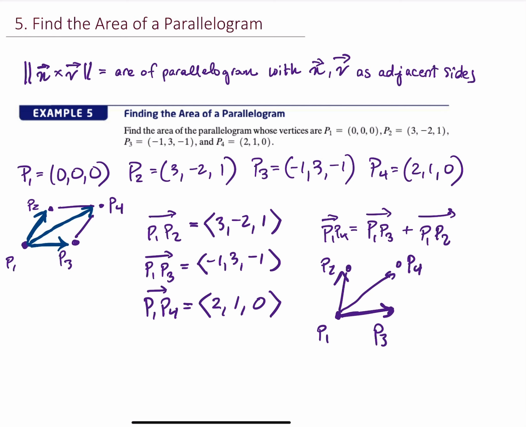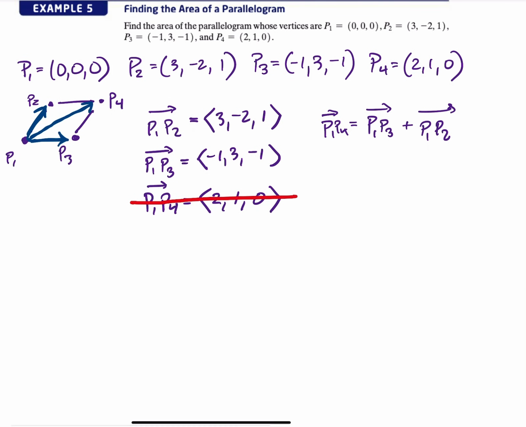So we want to disregard that third vector and just use the first two. Those will be our adjacent sides. So we just want to throw out the one that is a sum of the other two. So let's call u that first vector, the one that is 3, negative 2, positive 1. And then v will be our second vector, negative 1, 3, negative 1.